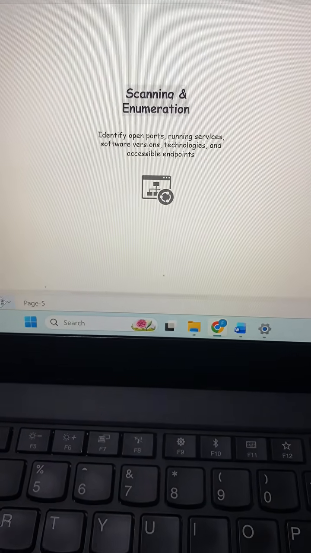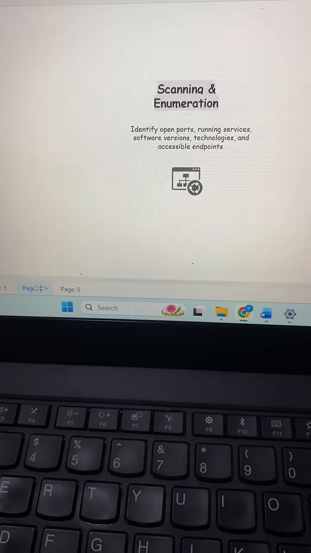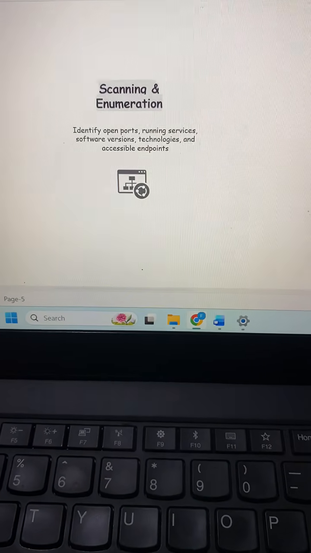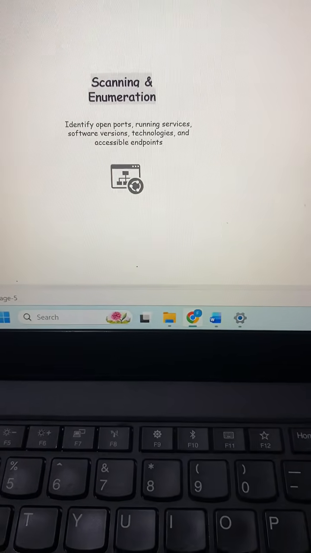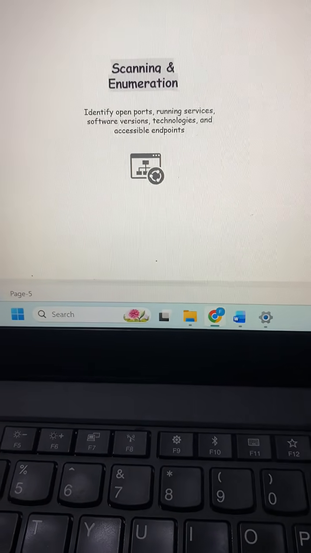Then there is scanning and enumeration. The goal here is to identify services, technologies, versions, and endpoints. Basically, we are trying to understand what is actually exposed in the environment.